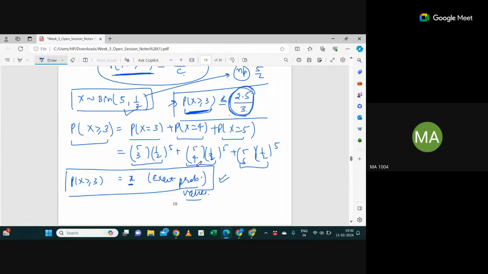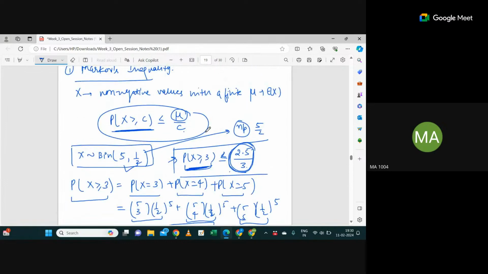Now, if you apply the Markov inequality, then probability x greater or equal to 3 will be less than or equal to mu. Mu is nothing but the expected value of x, and in the case of binomial distribution, expectation of x is n into p. Here we have n as 5, p as half, so it will be 2.5. So my bound will be 2.5 divided by 3.